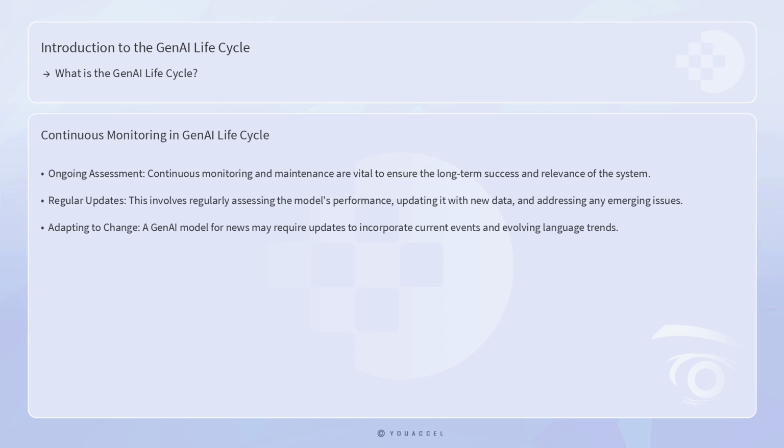However, the GenAI life cycle does not conclude with deployment. Continuous monitoring and maintenance are vital to ensure the long-term success and relevance of the system. This involves regularly assessing the model's performance, updating it with new data, and addressing any emerging issues or changes in the problem domain. For instance, a GenAI model used for news article generation may require regular updates to incorporate current events and evolving language trends. Continuous monitoring ensures that the GenAI system remains accurate, effective, and aligned with organizational goals over time.